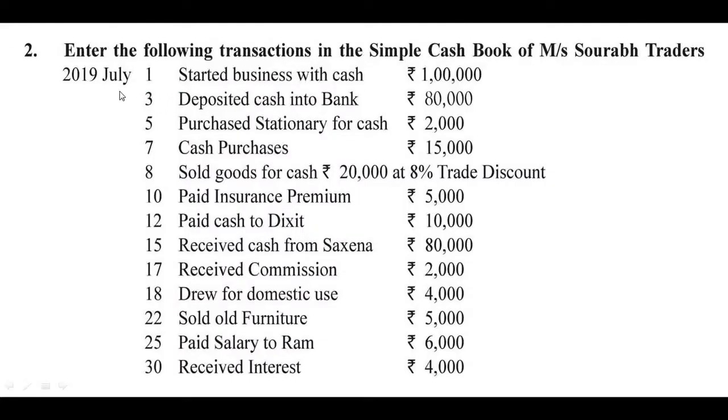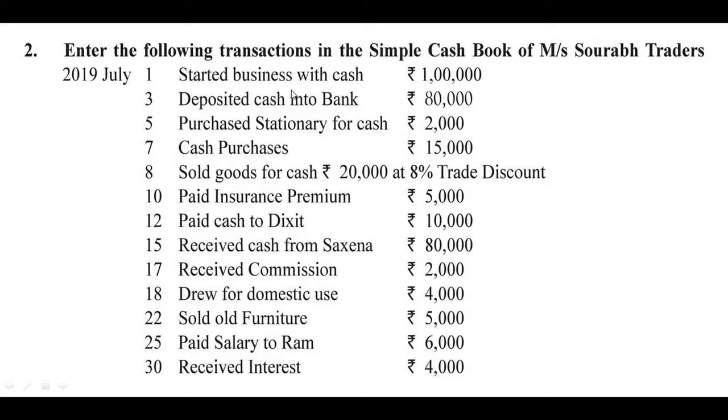On 1st July 2019 started business with cash rupees 1 lakh. Now if you go to see the journal entry, here cash comes in the business, so cash account debit, and since the business is started it means the amount is invested in the business, so we have to credit capital account. So the journal entry is cash account debit to capital account.